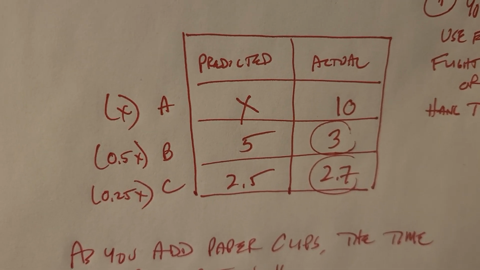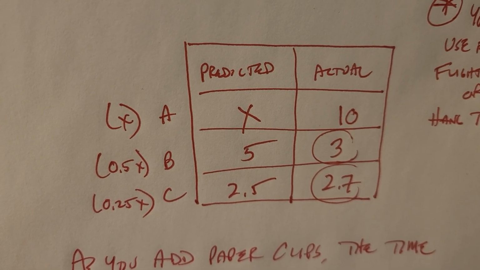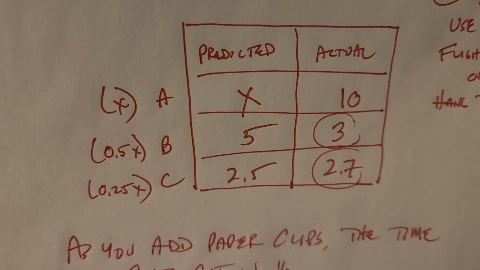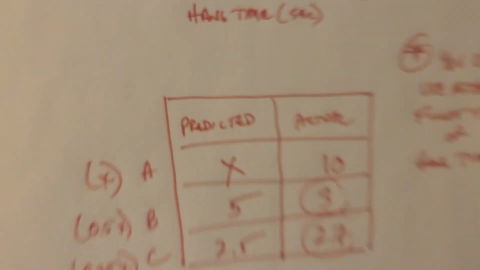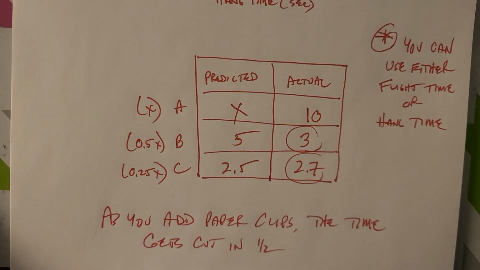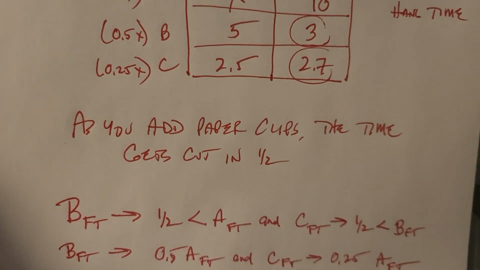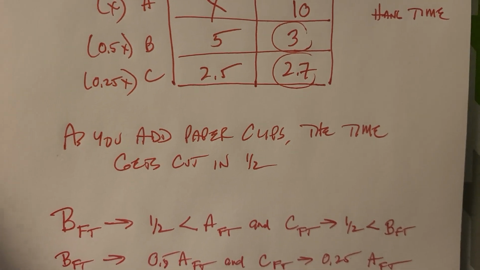But it's going to become greater. Your reaction is going to get greater. So B is going to be 2 times greater than A, and C is going to be 2 times greater than B. But here, as you're adding them, your flight time is going down. So as you add paper clips, the time gets cut in half.